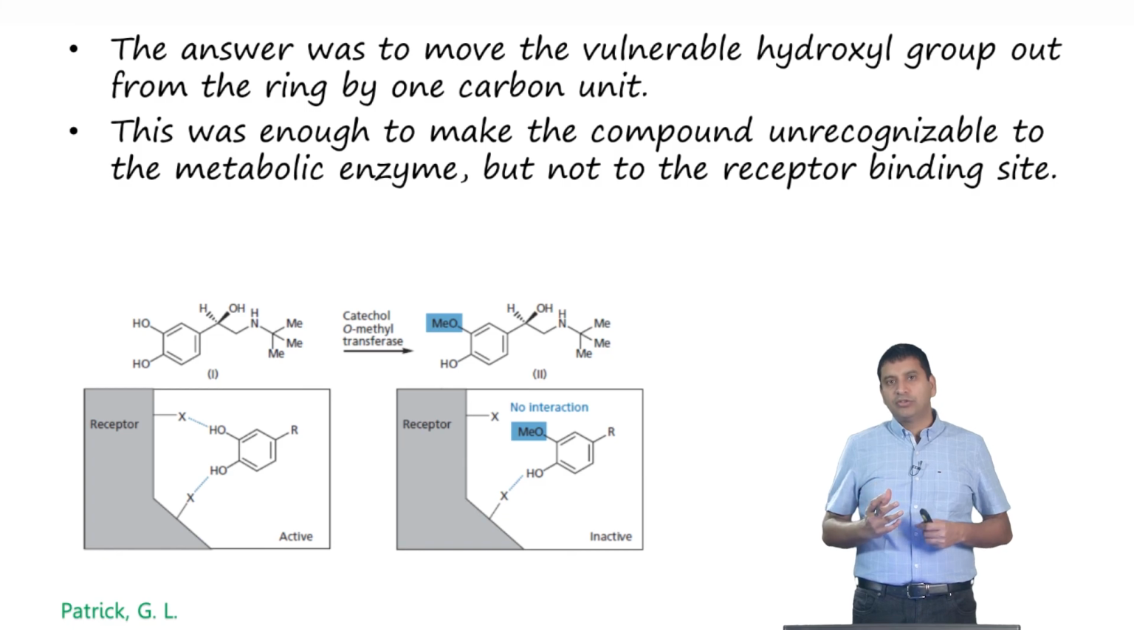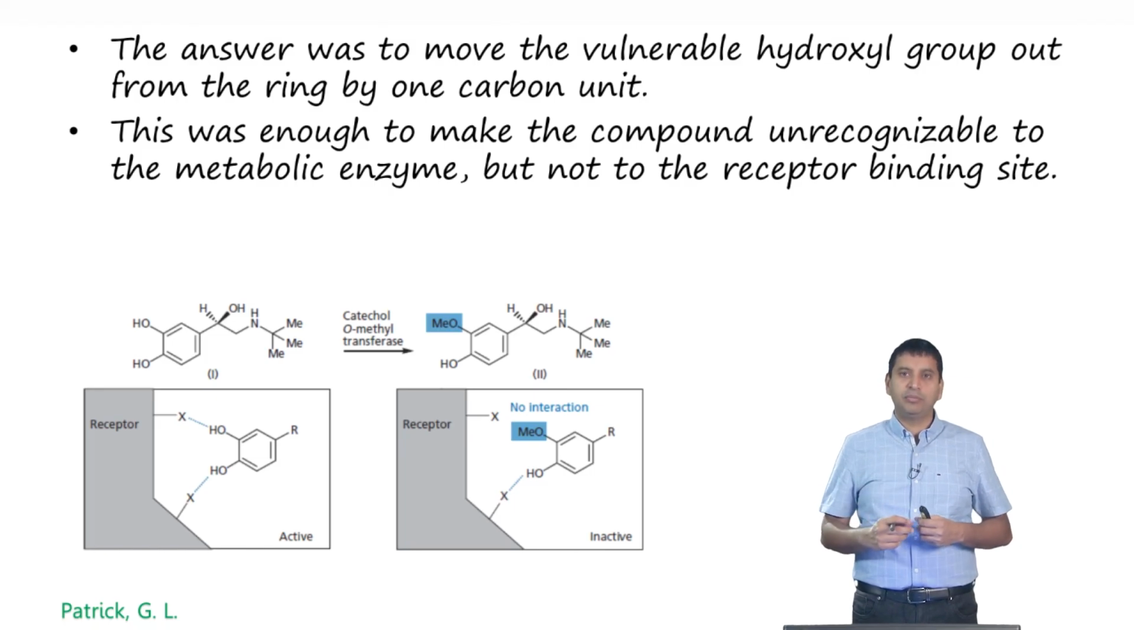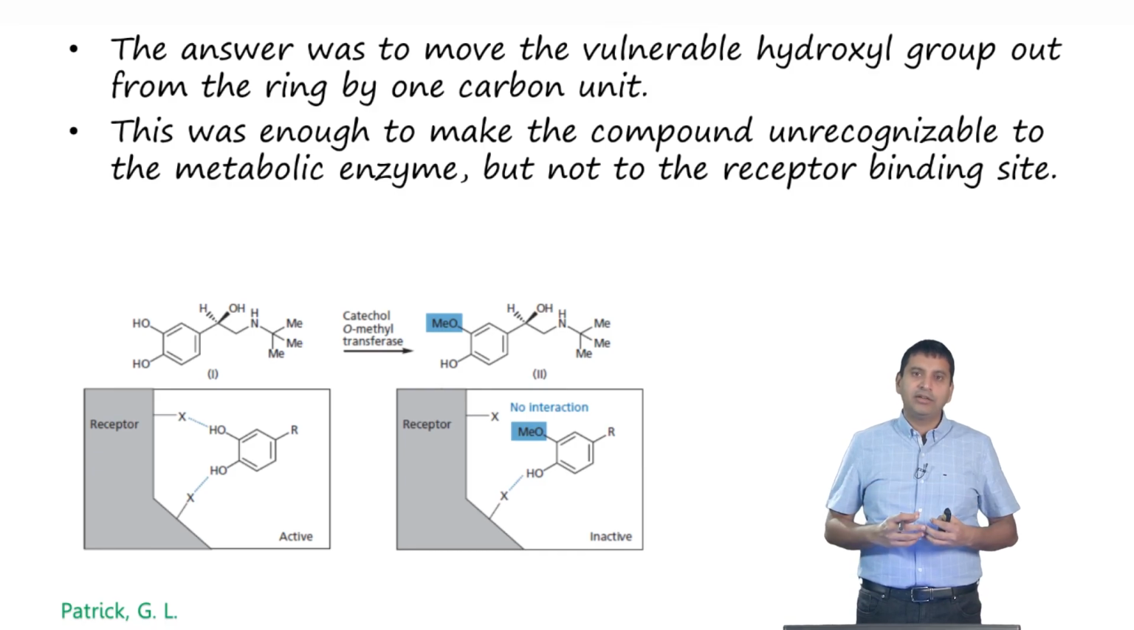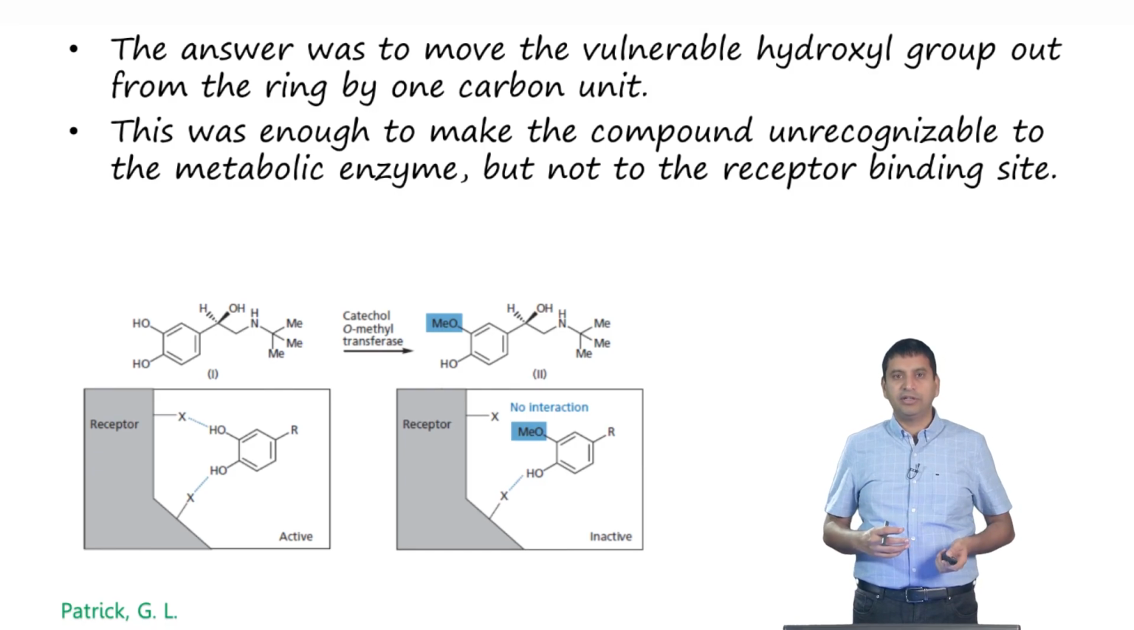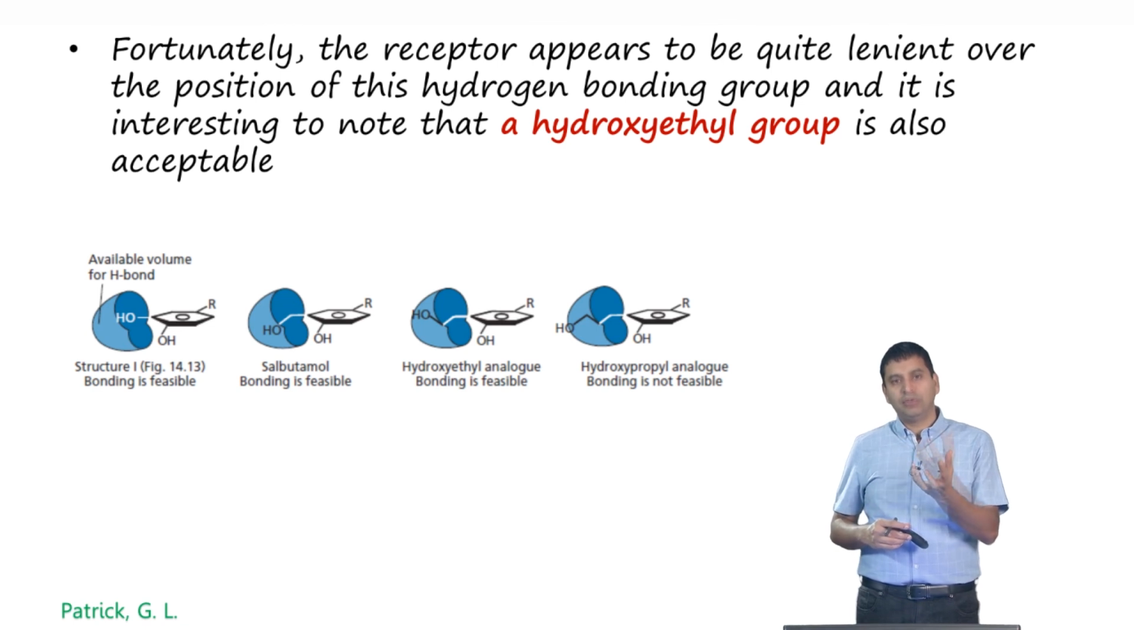The answer was to move the vulnerable group out of the ring by one carbon unit. So, now we have converted the phenol to actually a benzyl alcohol. This modification was enough to make the compound unrecognizable to metabolic enzymes, but it retained pretty much the receptor binding activity. Fortunately, the receptor appears to be quite lenient over the position of this hydrogen bonding group, and so this hydroxyethyl group which we have proposed is also acceptable.